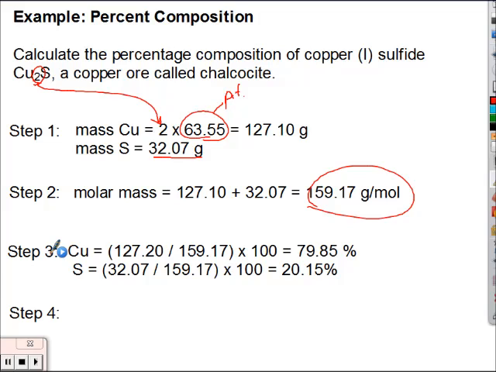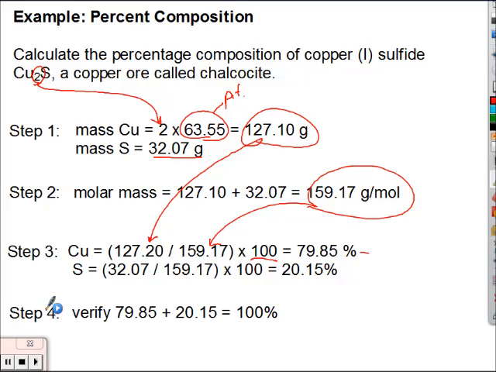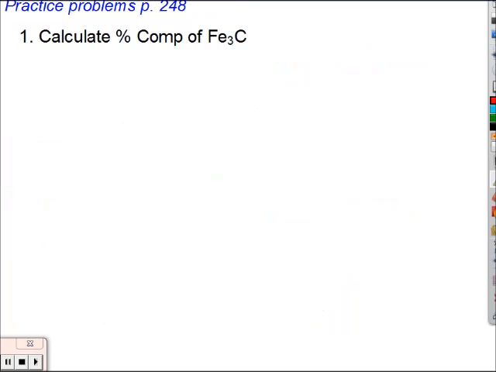Divide each amount. The 127 goes here, divided by the total, times 100 to get our percentage. So copper is 79.85% and sulfur is 20%. Make sure they add up to 100. 79.85 plus 20 equals 100. So you did something right.